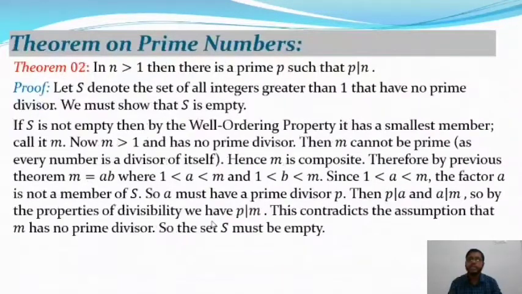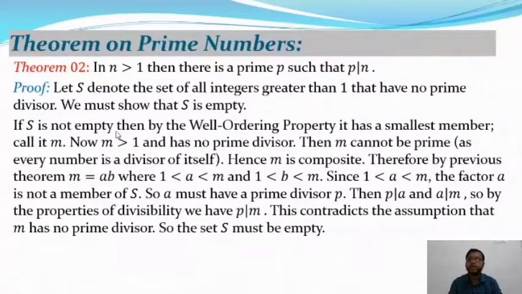Now let us move on to the second theorem on prime numbers. If n is greater than 1, then there exists a prime p such that p divides n. This is the theorem. Here is the proof of the above theorem.